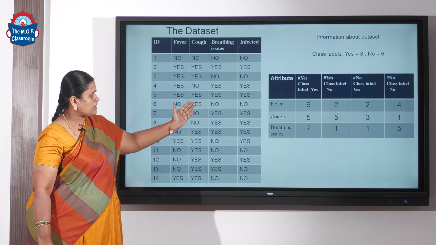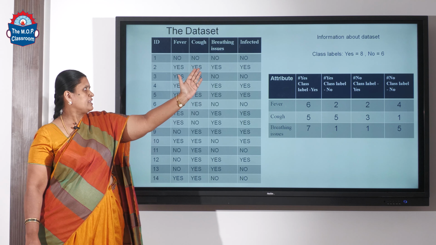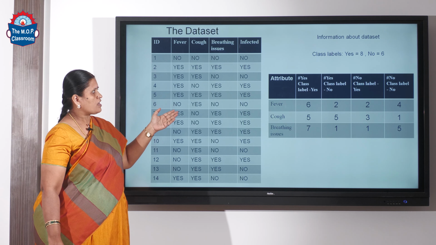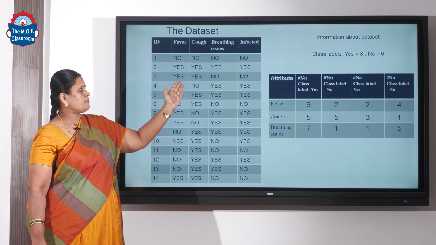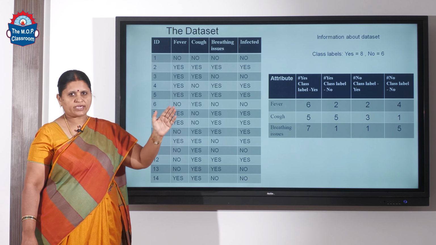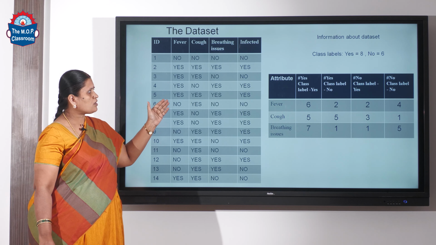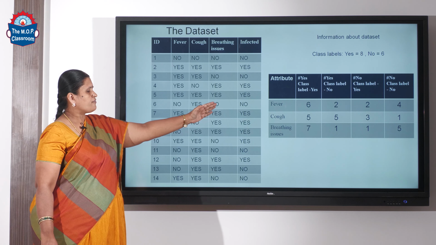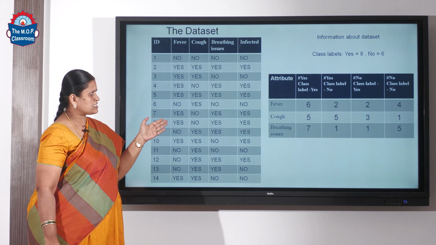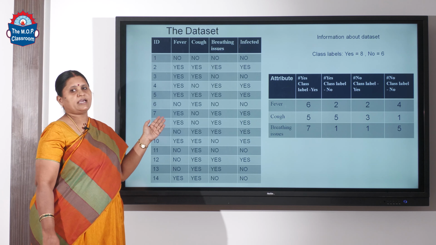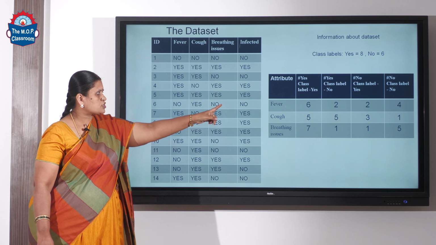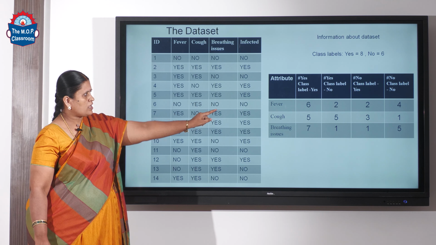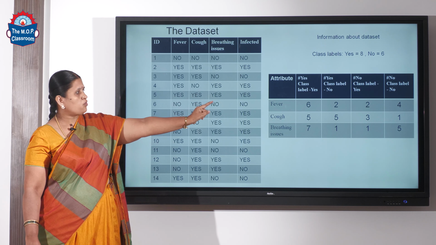Now let us compare the attributes with the infected information. According to the first attribute, it is fever. So we'll consider fever with the yes case and fever with the no case. Now we are going to compare fever with the class label, that is the infected target label. So we have fever yes and infected yes is 6, and fever yes and the infected information no is 2. Again, fever no and the class label yes is 2, and fever no and the class label no is 4.